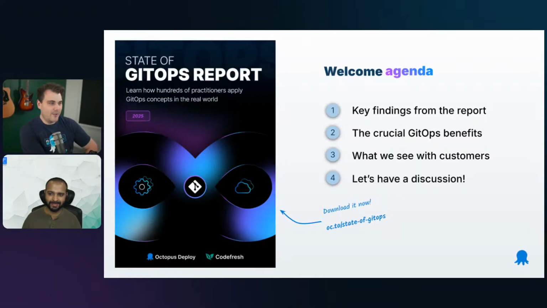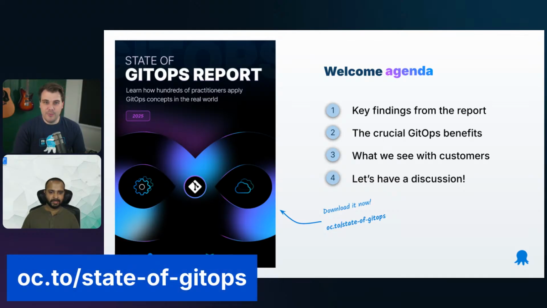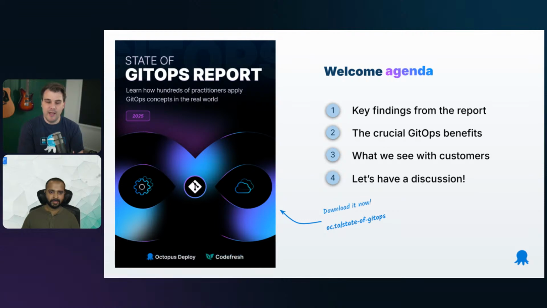So let me go ahead and get the slides up here for our agenda. In the next 30 minutes or so, we want to cover some of the key findings from the State of GitOps report that we did earlier in the year. Actually, I think the survey started last year and then flowed into this year while we captured all of those survey results and then analyzed the data. So if you haven't done so already, you can go ahead and grab the State of GitOps report. We've got the short link there up on screen. And we want to talk about some of the crucial GitOps benefits that we found during our analysis of all of those survey results that came in, and then what we're actually seeing out there in the real world with customers. But most importantly of all, we actually are here to try and have a discussion.